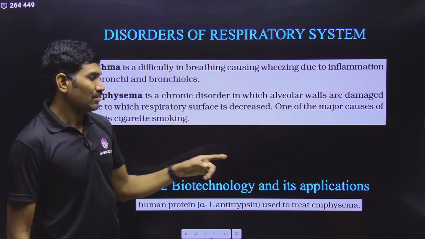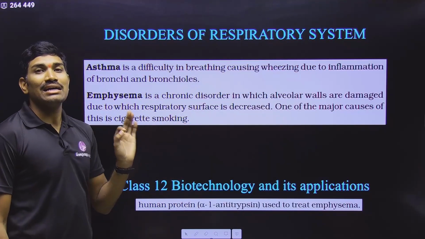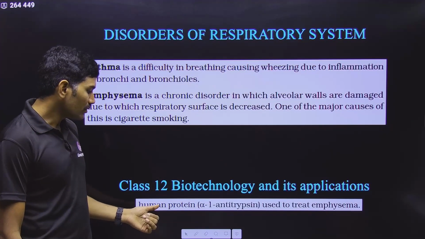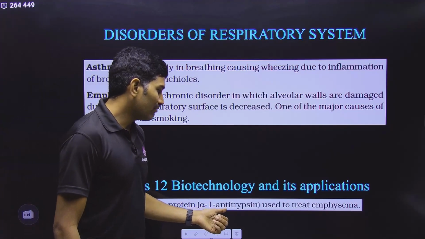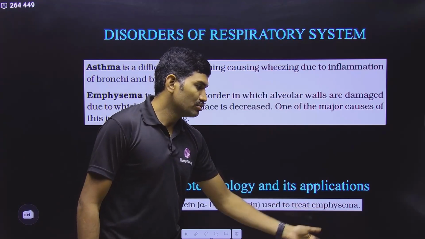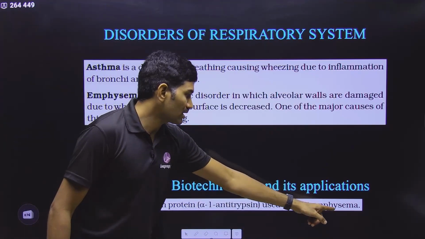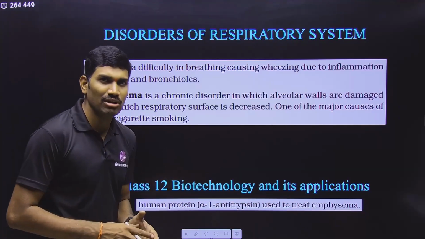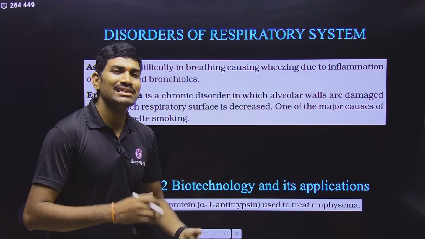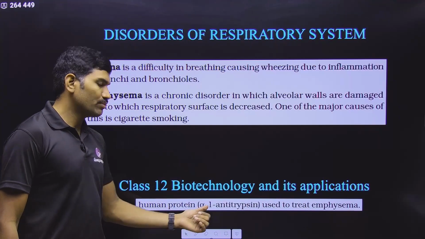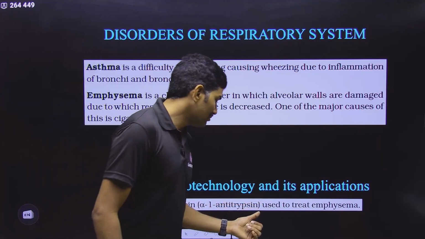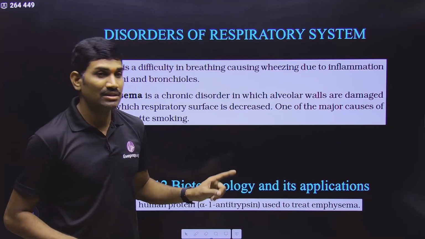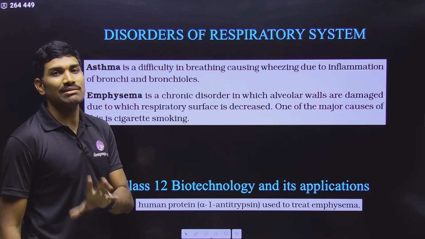But in class 12th, under the biotechnology applications chapter, they are giving one particular product. There is a human protein called alpha-1 antitrypsin that is used to treat emphysema. Please remember this one. We are talking about emphysema here, and in biotechnology applications they are talking about some biological products we can get from transgenic animals. There they are saying that human alpha-1 antitrypsin is used to treat emphysema. This is from the NCERT. You need to compulsorily remember this.